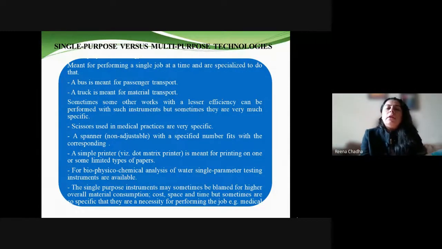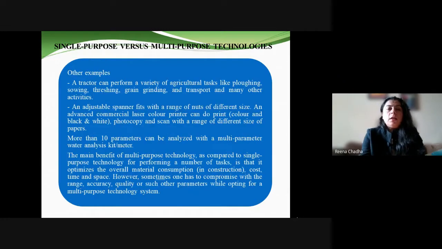But sometimes it is a limitation. For example, a non-adjustable spanner with a specified number of heads will be utilized only for a few purposes. A simple printer is meant for printing on some limited types of paper. But when I enhance my printer's features, its cost also increases. So some people may not be able to even buy it because of their financial constraints. So I have to decide what I have to launch, how much impact it is going to create, and how those impacts will be managed. Otherwise it will backfire on my technology, that this technology is a total disaster. That should not be the case when we are designing the technology.